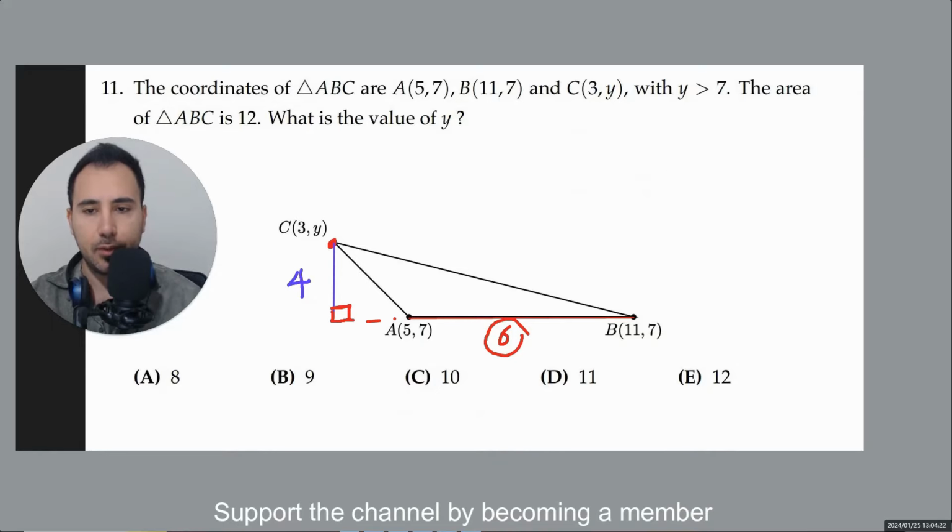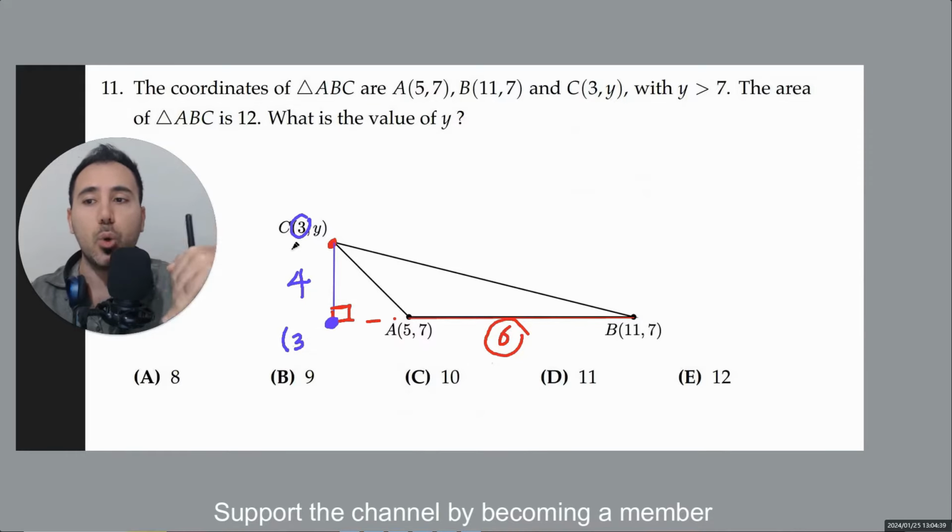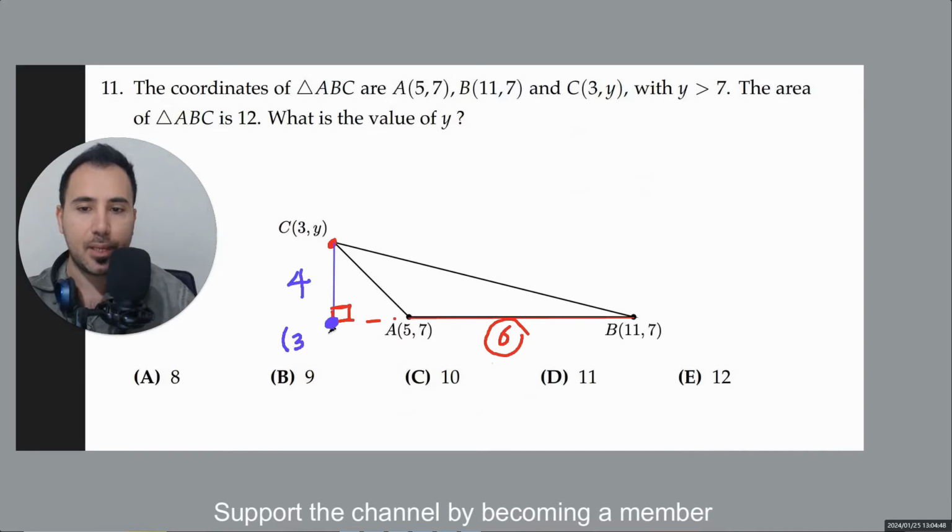Now, you see, this is the important part. What is this point over here? You see now, the x value of this is already 3, because it's going to be the same as this. When we go up or down, the x value wouldn't change. The y value would change. And now, what is the y value of this?